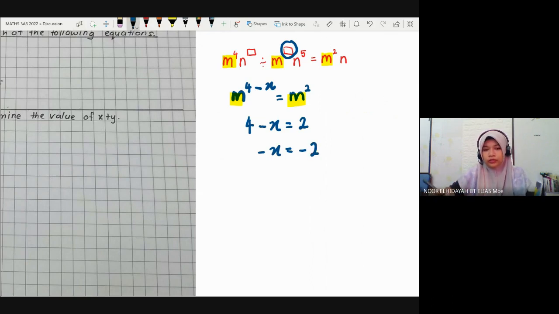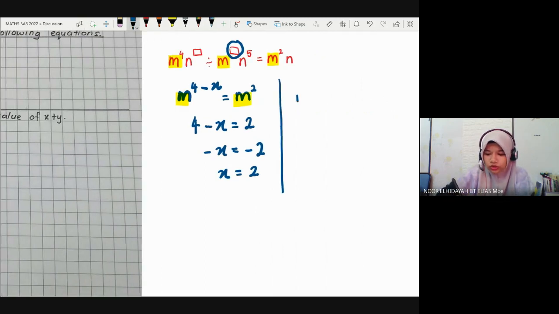Okay, and then change into positive x. Therefore x is equals to 2. All right, next you do for n. n to the power of, let's say, y. Because for the m I use x, so for the blank index onto n I use y.